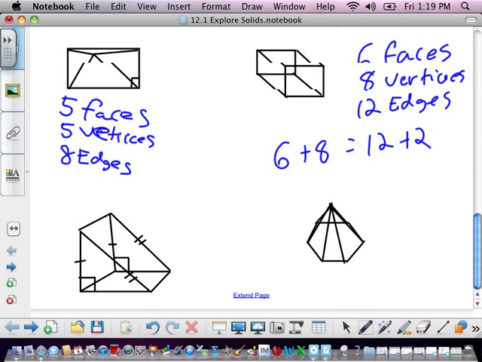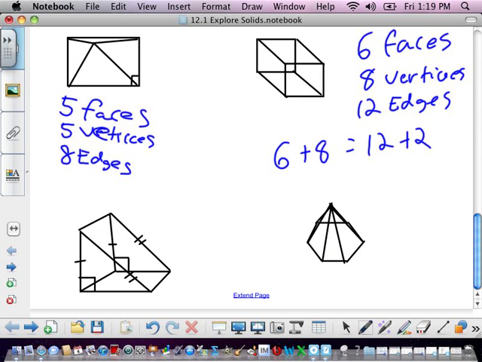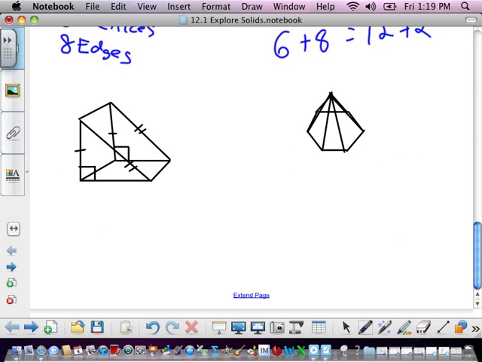So that's how you can find the edges, if you don't really know, you use the vertices and the faces. Okay, so is it 12 or 14? It's 12 edges, because the edges plus 2 equals the vertices plus the faces. All right, do we need to do the last two or are we good? Okay, let's do the 2 story problems on the next page.